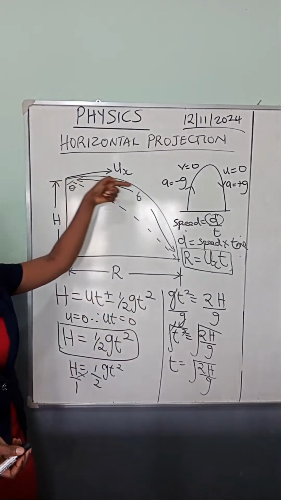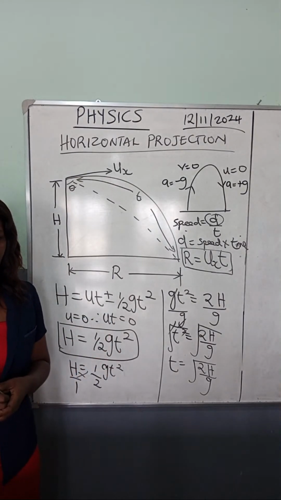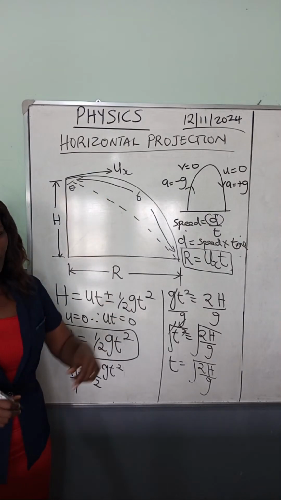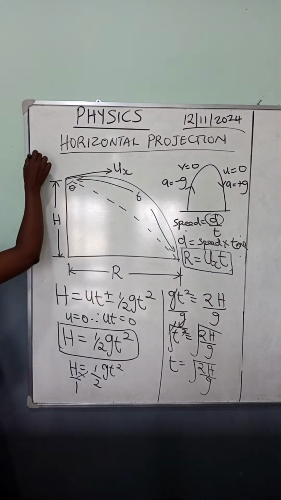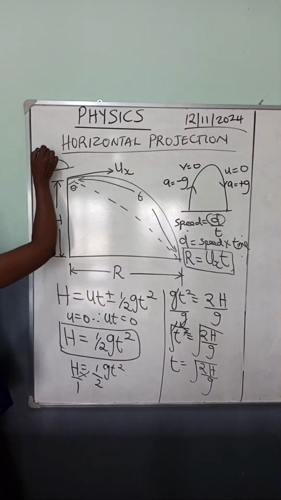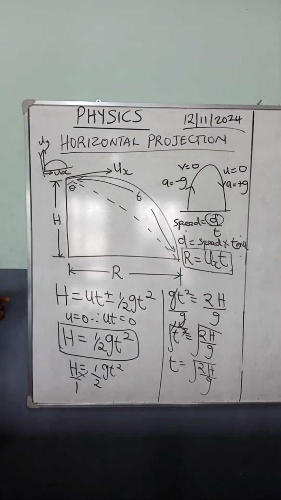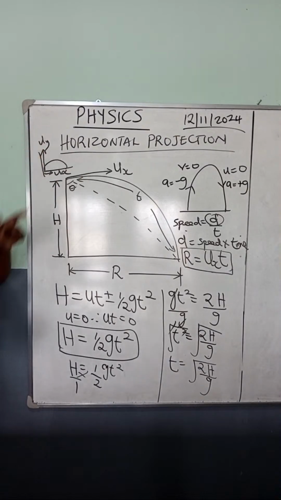Look at the direction of the motion. The x is going in the horizontal direction. In a normal projection, we have what? Vertical, uy, and ux. So this one is for horizontal motion. This one is for vertical motion. Okay? Alright.